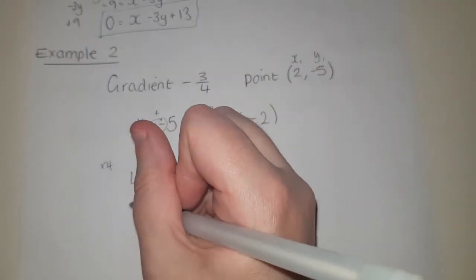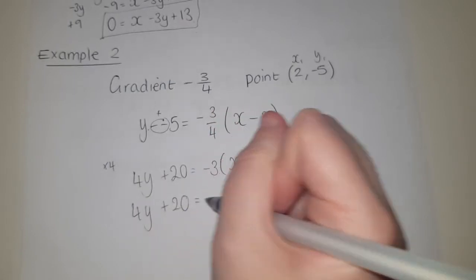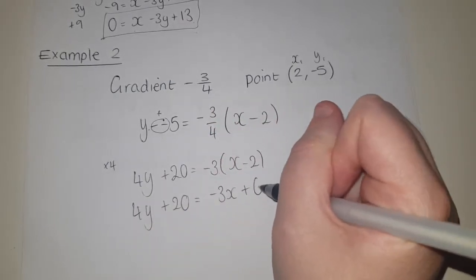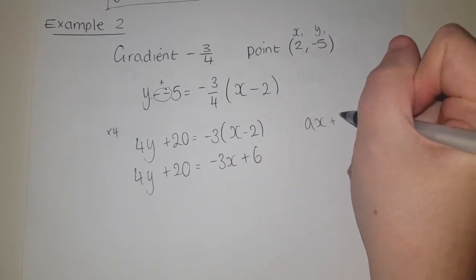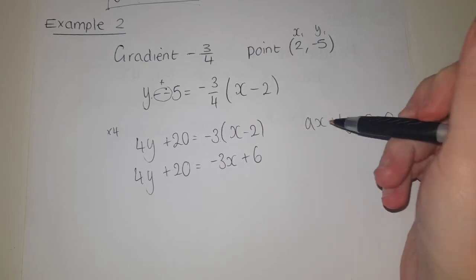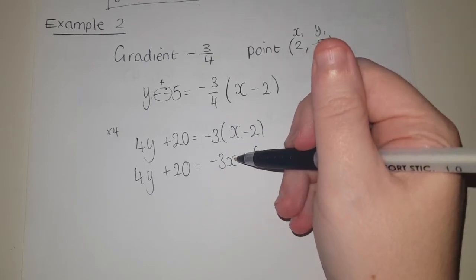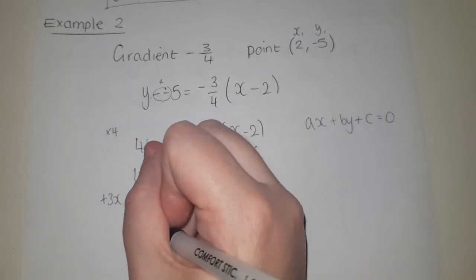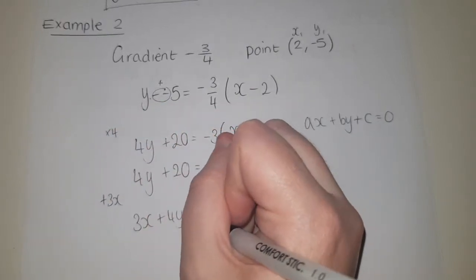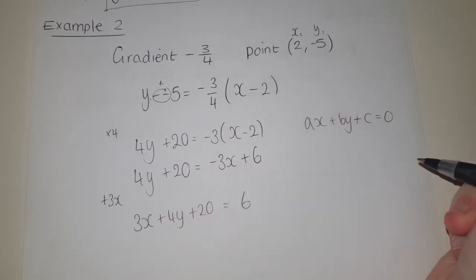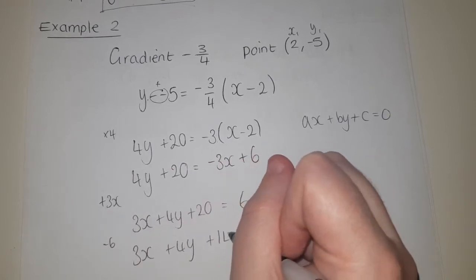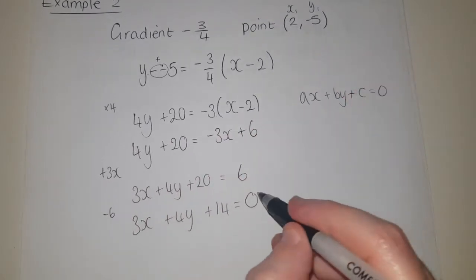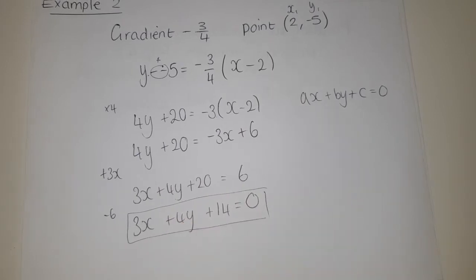So expanding those brackets, I've got 4y plus 20 is -3x, add 6. And then what we're going to do is same as before, we're leaving it in that form ax plus by plus c equals 0. So again, I want the x term really to be positive if I can. So I'm going to add 3x to both sides. So I've got 3x plus 4y plus 20, and I've still got equals 6. And then if I subtract 6, I get 3x plus 4y plus 14 is equal to 0. And that's it. I've got my equation. Everything on one side of the equal sign, and everything nice whole numbers.